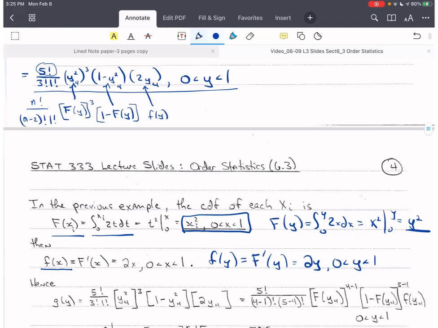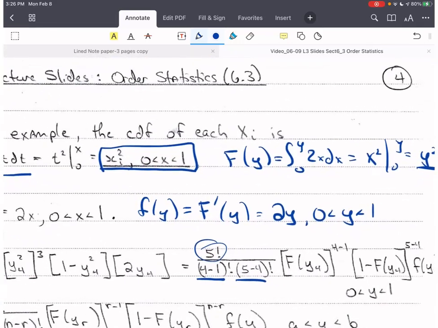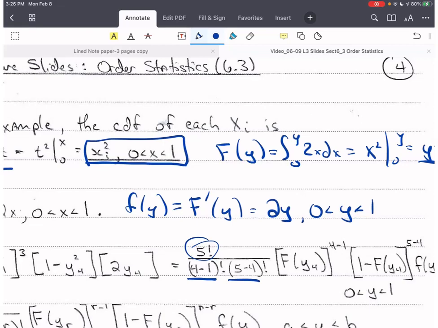y sub 4. And so now I can rewrite this as 5 factorial, and now I'll write 4 minus 1 factorial. That's 3 factorial, right? And then I can write 5 minus 4 factorial, and that's 1 factorial, right? Okay. And then I have F of y4, and this is a 4 minus 1, which was the 3, right? So not very clean.